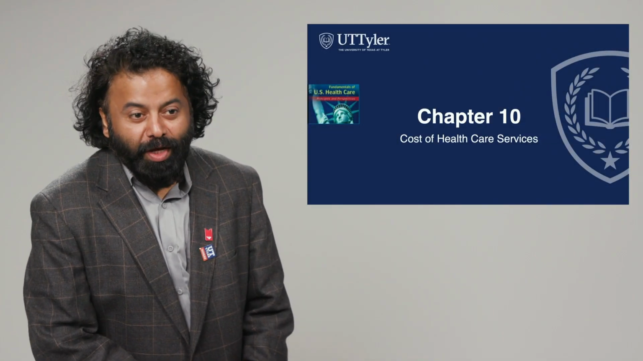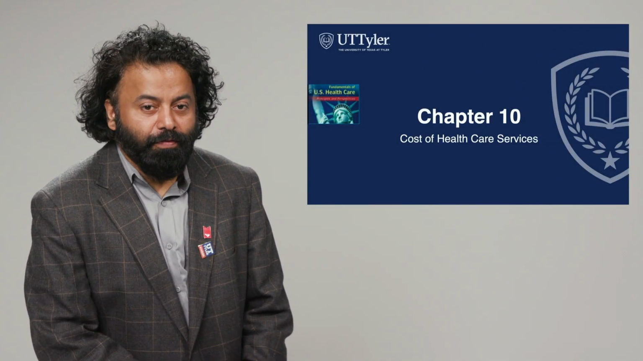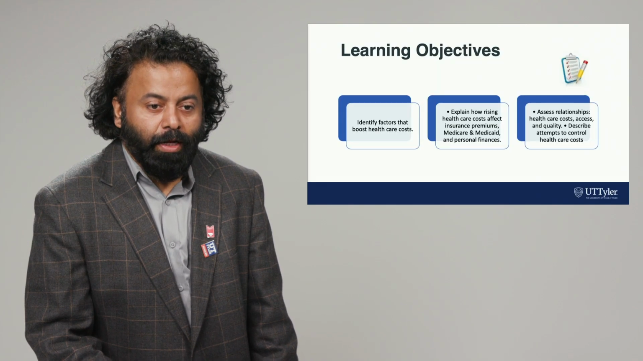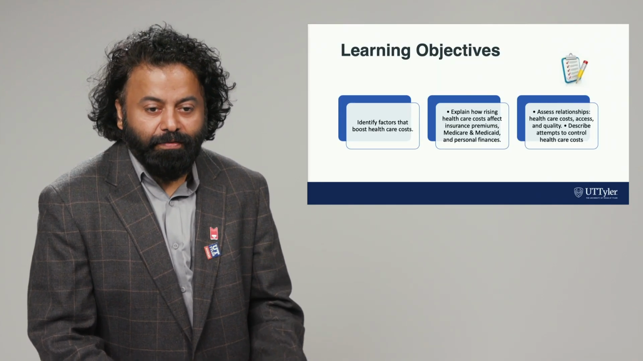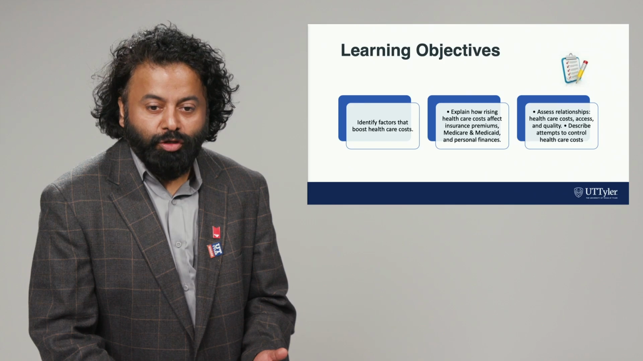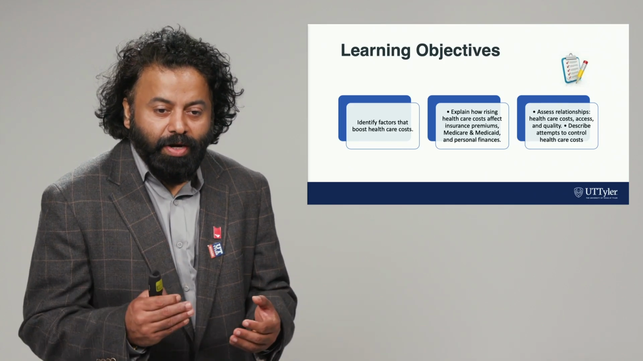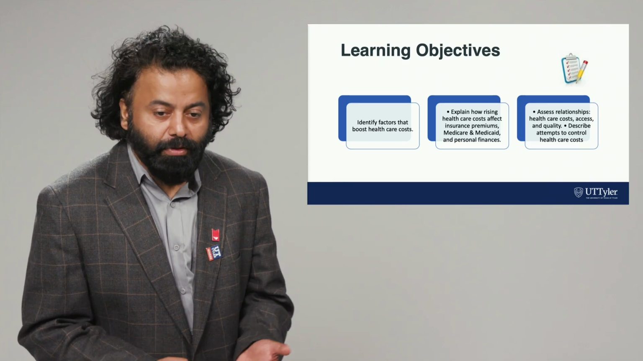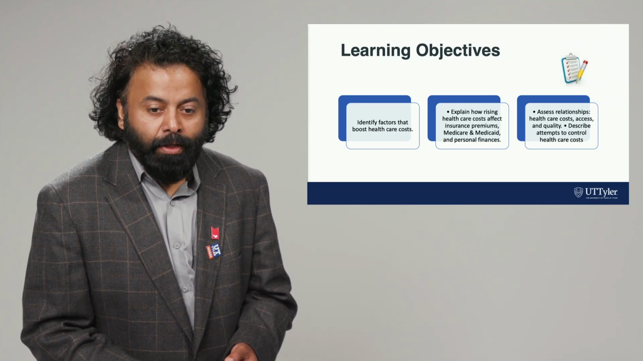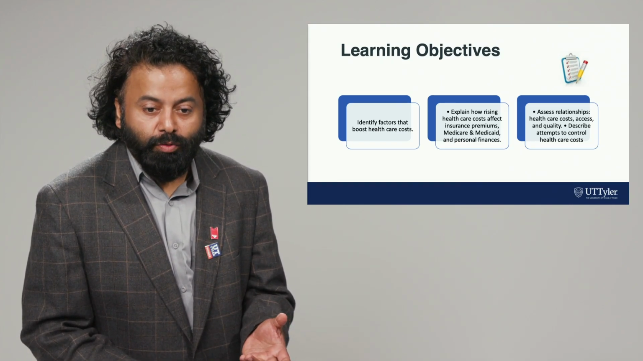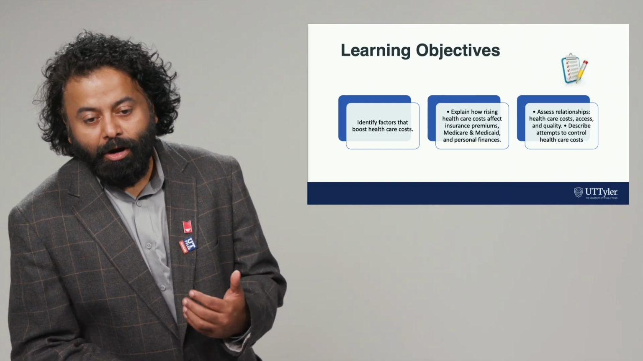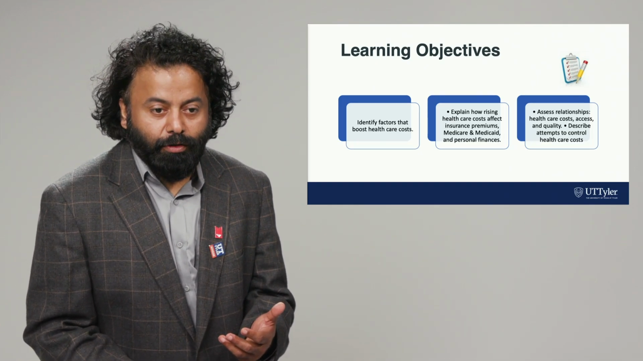Hello, hello, hello. We are going to chapter 10, Cost of Health Services. The learning objectives are: identify factors leading to higher health cost; describe the impact of higher health cost on insurance premiums, Medicare, Medicaid, and personal bankruptcies; assess the relationship among health costs, access, and quality; and describe government methods for controlling healthcare costs.